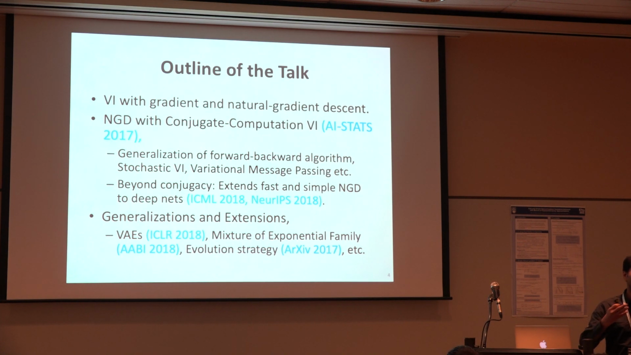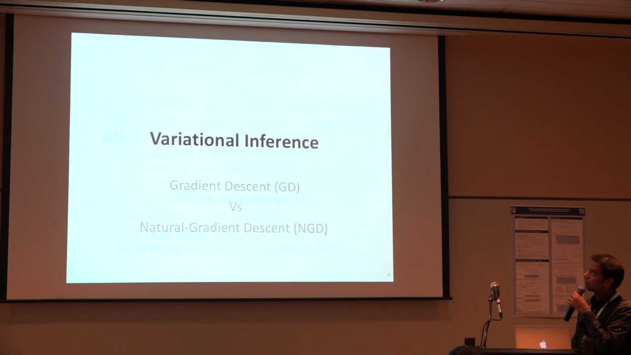So something like models containing a deep network in it, right? So it's something like what Thomas was actually talking about before. It's an algorithm that reduces to the optimal algorithm, depending on what kind of model you give. So I'll conclude in the end with some generalization and extension, but let me start with the background on variational inference, and how you can use gradient descent and natural gradient descent for it.